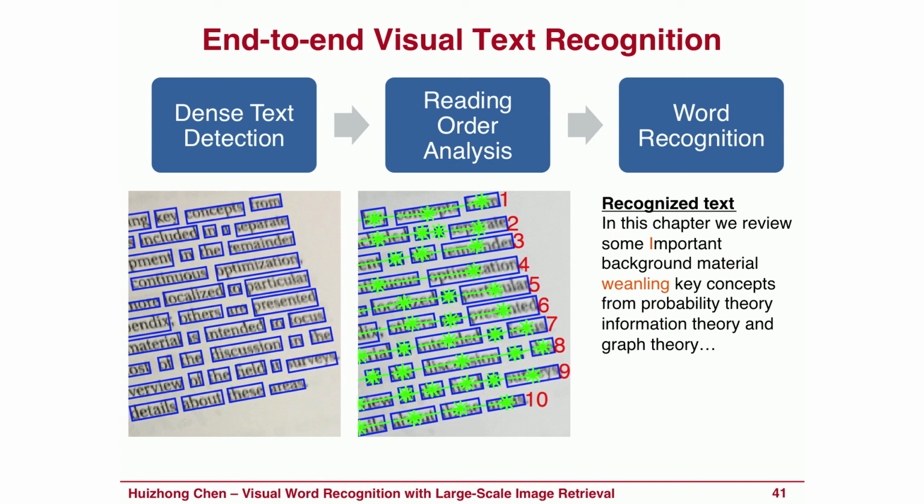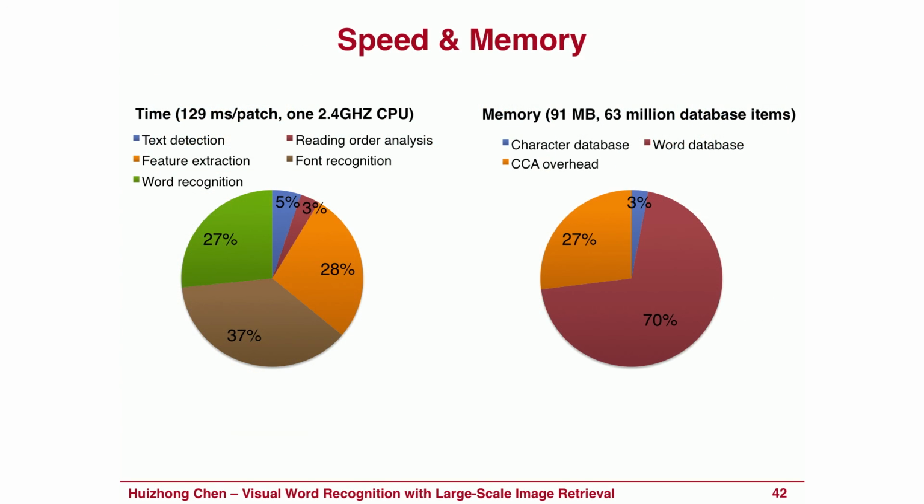Having detected and sorted the word patches, we finally feed them into our word recognition system. Here, we show the actual word recognition results from our system. The recognized text is not perfect, but it is a large improvement over existing OCRs. Using a 2.4 GHz CPU, our current implementation takes about 130 milliseconds to recognize a word patch. In terms of memory, it requires 91 megabytes to store the words of 398 fonts, which gives a total of 63 million database items.